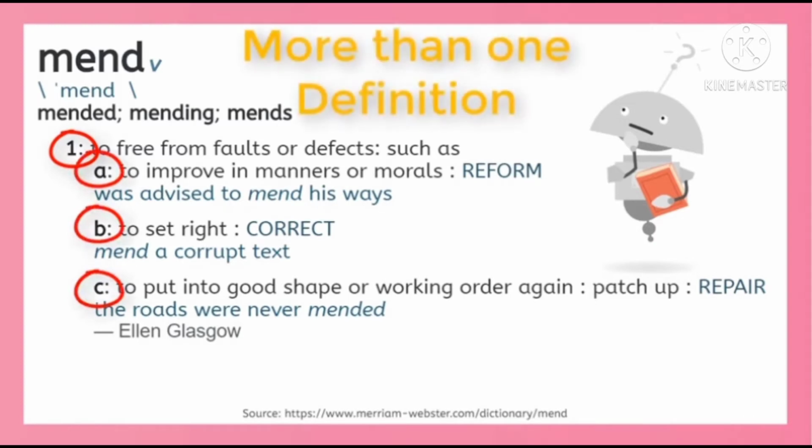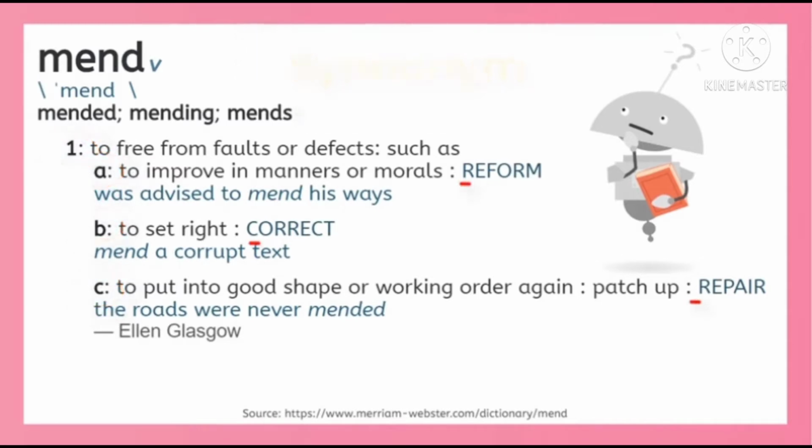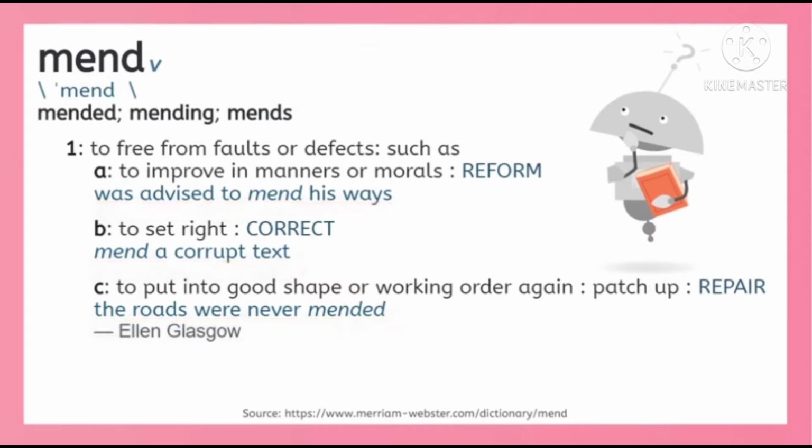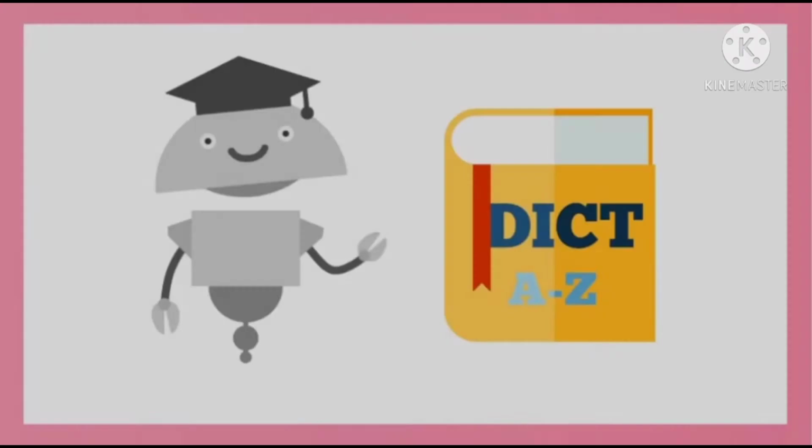Many words in the English language have more than one meaning. These are the definitions for mend, along with a synonym, which is a word of similar meaning, and a phrase that includes the word to help you further understand its meaning. Some dictionaries even give more information, like antonyms, which are words of opposite meaning, or the word origin, which is where it came from. And that's it.